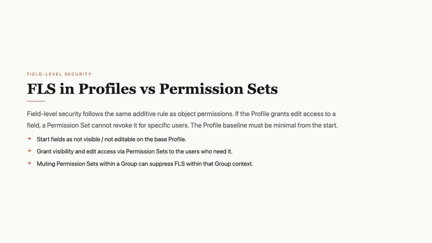Also useful: the access summary in a user record, which shows all permissions that user has across profile and all assigned permission sets in one view. Object permissions in the context of profiles versus permission sets. The key rule: permission sets can only grant access. They cannot restrict it.